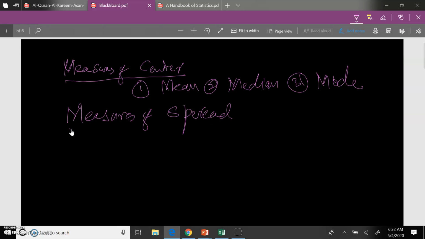They are also called the measure of variation, and they tell us how much is the spread in our data. As the name tells you, measure of spread or measure of variation or measure of dispersion, they all tell us how much is the spread in the data.